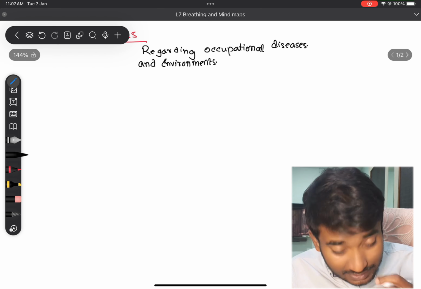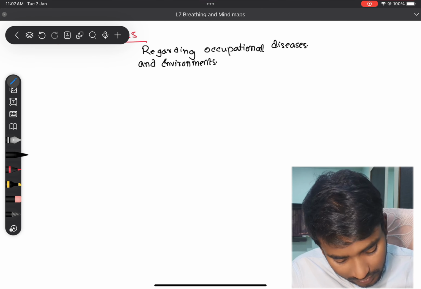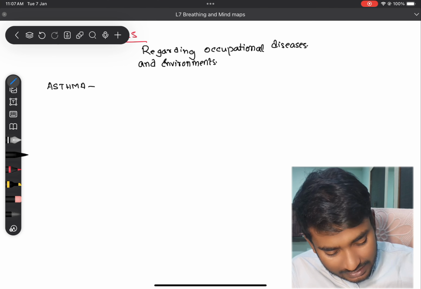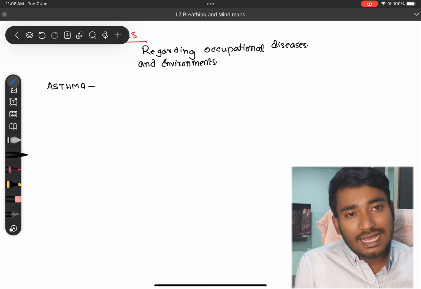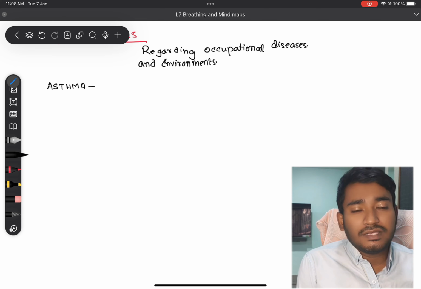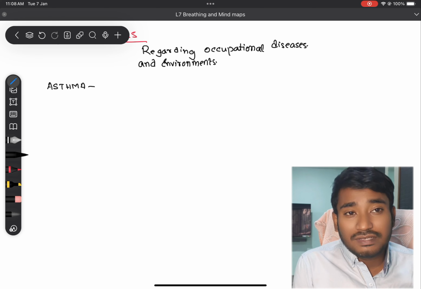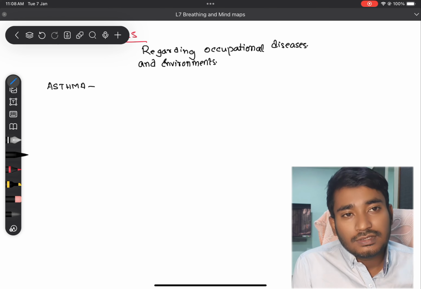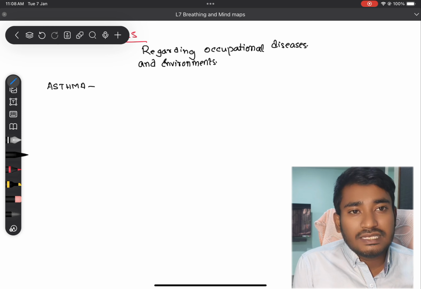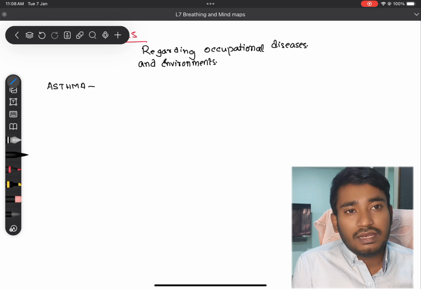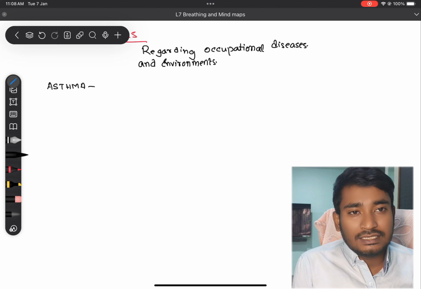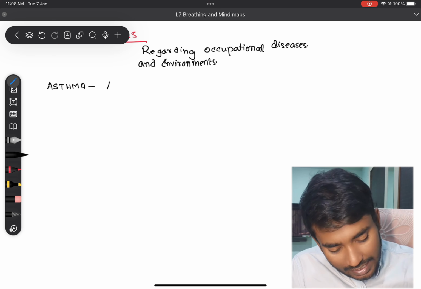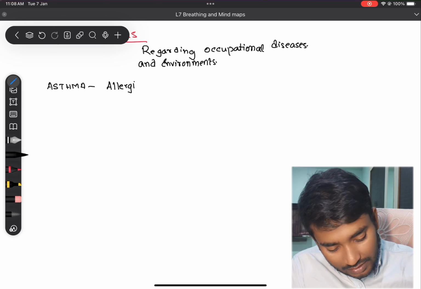Okay, the first is asthma. Give the heading as asthma. So asthma is an allergic disorder. Allergic disorders happen when there is a huge secretion of histamine. Histamine is secreted from the basophil cells of the WBC. So whenever a large quantity of histamine is secreted due to a foreign body invasion, we call it an allergy. It is an immunological response from the body. Okay, so asthma is an allergic disorder.